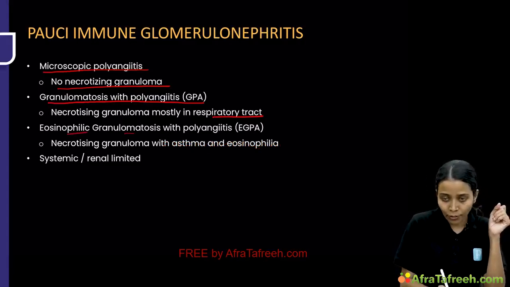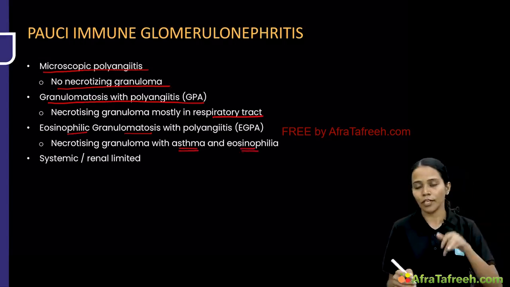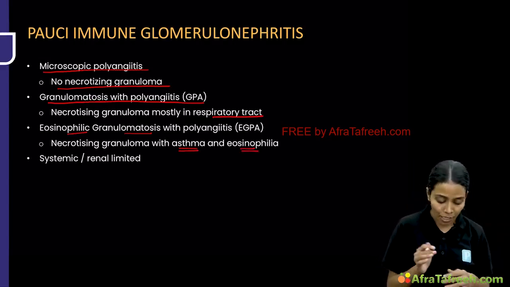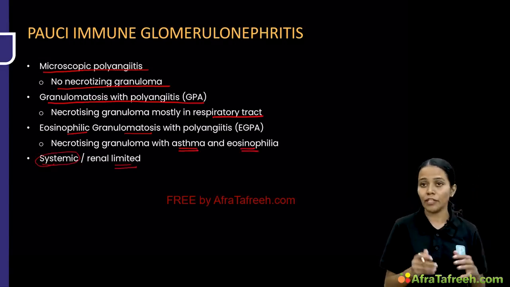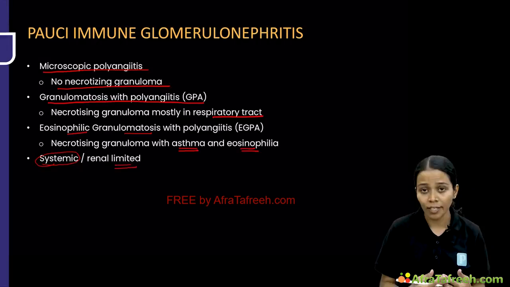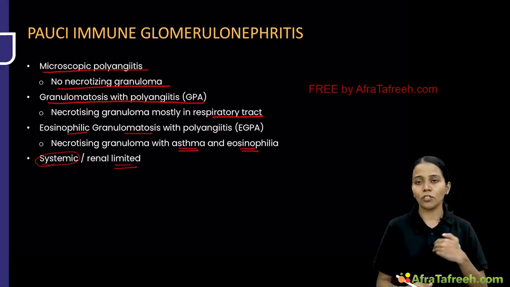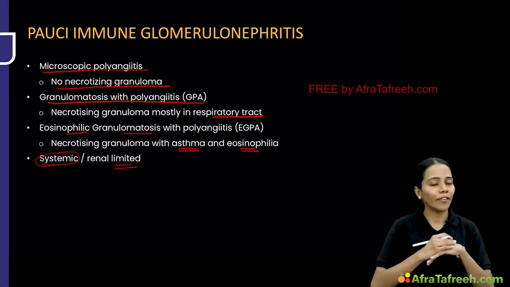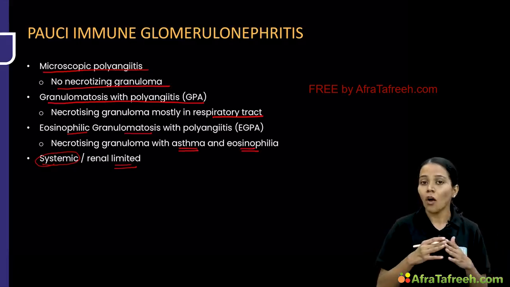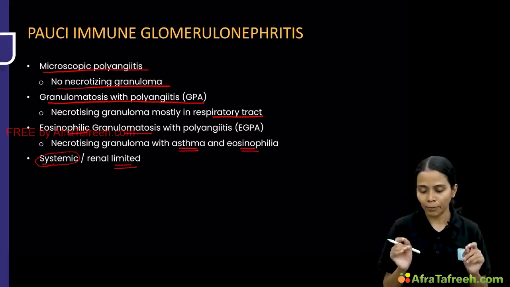EGPA, eosinophilic granulomatosis with polyangiitis. Here the necrotizing granuloma is going to be associated with asthma and eosinophilia. This is also something we discussed again. This can be either systemic or renal limited, where we call it renal limited vasculitis, where the patient comes with RPGN, you do a biopsy, and you find a pauci-immune glomerulonephritis. But systemically, they might not have any feature of vasculitis or ANCA might be negative. In this condition, we call it renal limited vasculitis.